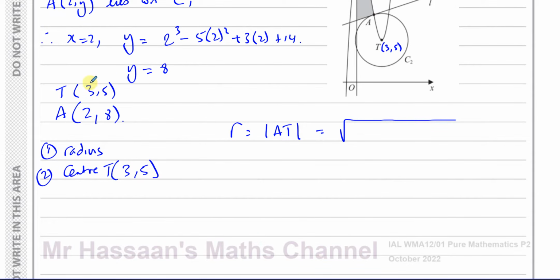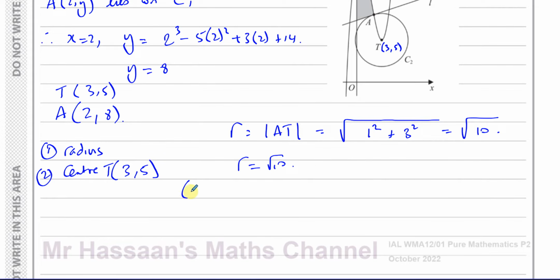So we have 2 minus 3, or we can say 3 minus 2. This is 1 squared plus, and when you subtract, you're going to get negative 3. That doesn't matter, you're going to square it. It's going to give you 3 squared. It's going to become positive anyway. So that's going to give you the radius. So the radius is equal to the square root of 1 plus 9, which is 10. So the radius is equal to root 10.